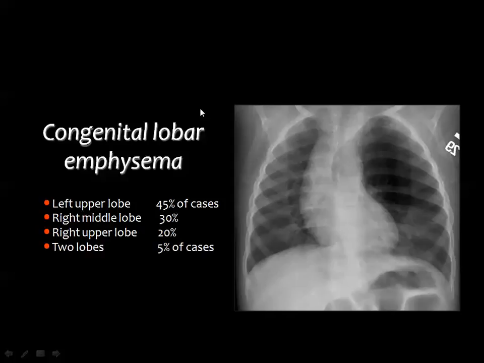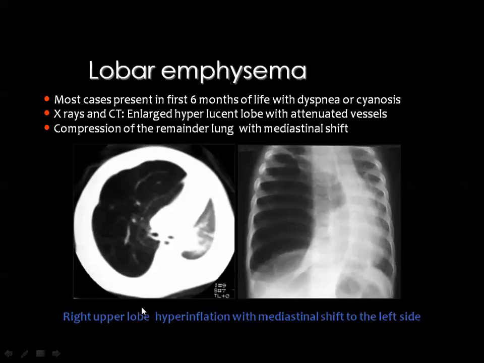Then this condition commonly affects the left upper lobe in about 45% of cases, the middle lobe in about 30% of cases, the right upper lobe in 20% of cases, and it may affect two lobes in about 5% of cases. For the diagnosis of congenital lobar emphysema, you should see that the emphysematous lobe is crossing the mediastinal border to the opposite side. The remaining part of the lung is compressed towards the diaphragm.